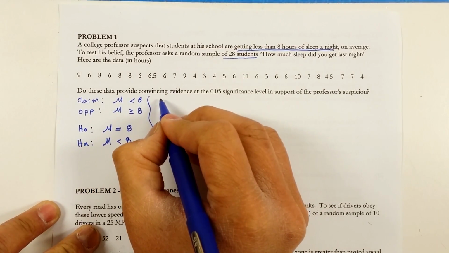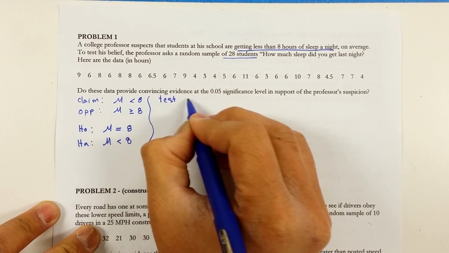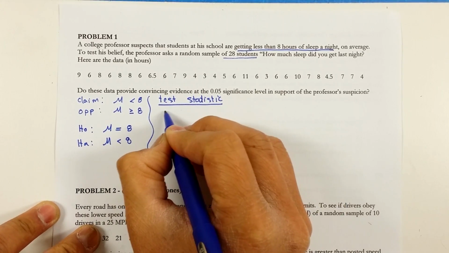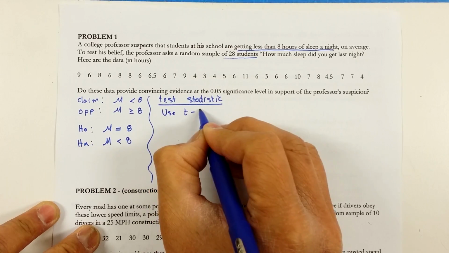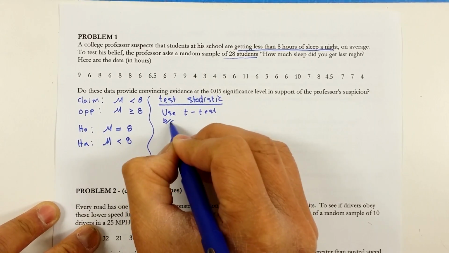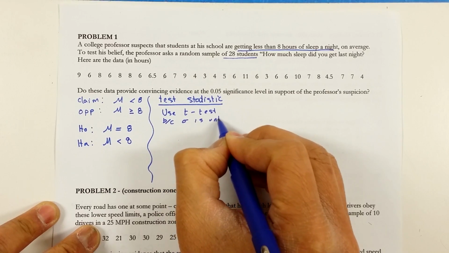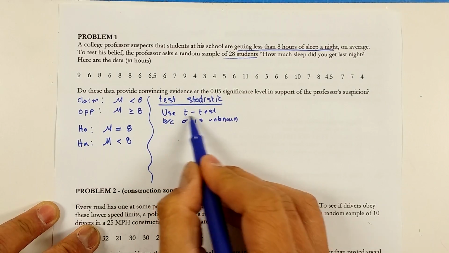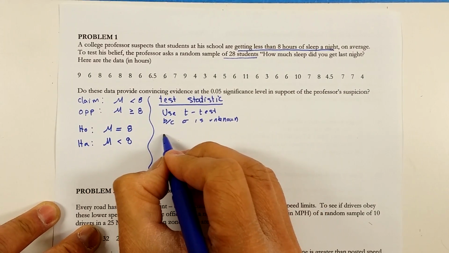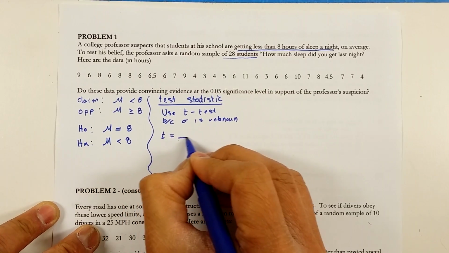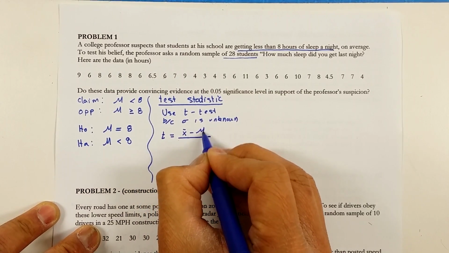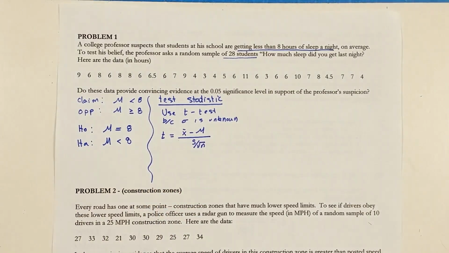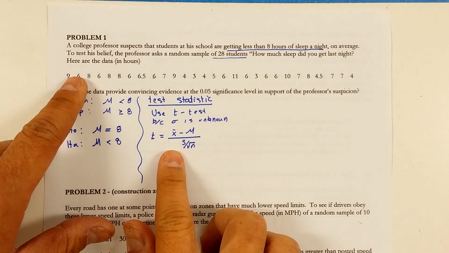Now we're going to find the test statistic, and we're going to use the t-test because sigma is unknown. We don't know what the population standard deviation is. So therefore, we're going to use the t-test. Remember that t can be found by using x bar minus mu divided by s over the square root of n. Now, to find x bar and s, you're going to start by entering this data into the calculator.